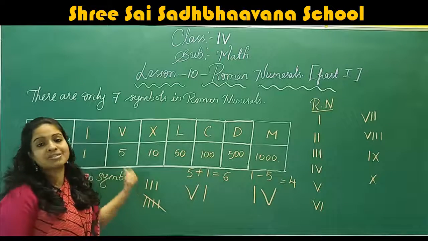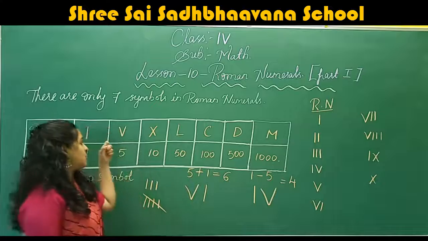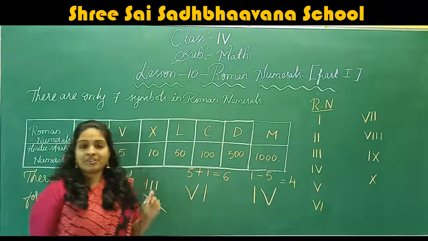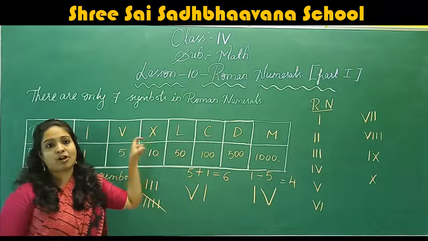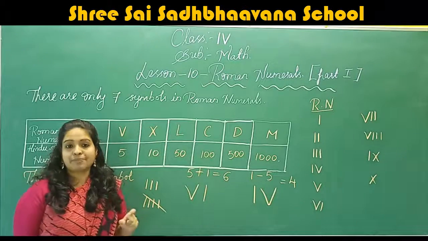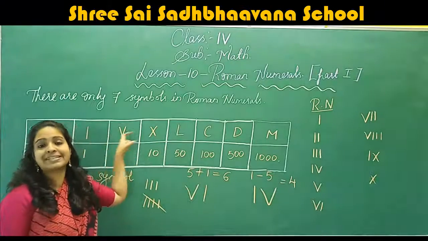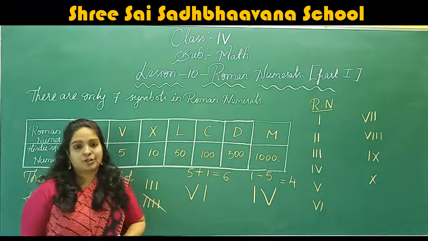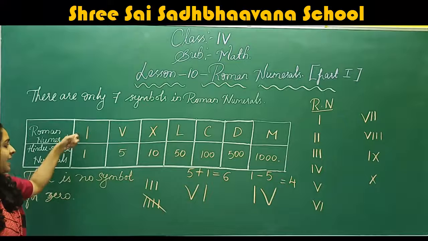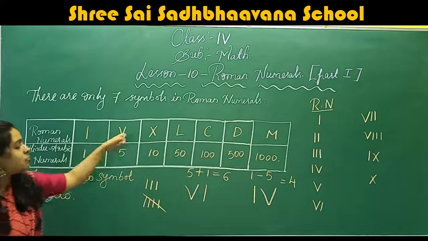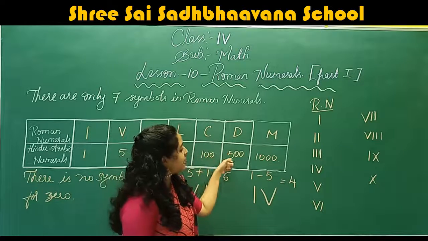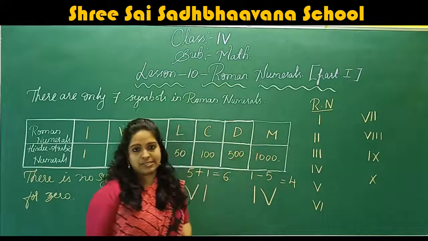Now let us see which are those 7 symbols we are using. I, V, X, L, C, D, M. These are the 7 basic symbols of the Roman numerals. By using these symbols, we are forming the Roman numerals. The value of I is 1, V is 5, X is 10, L is 50, C is 100, D is 500, and M is 1000.